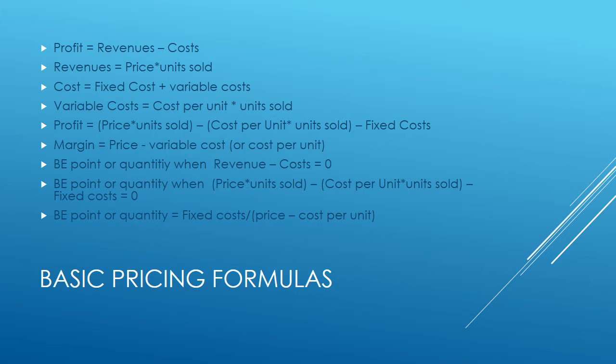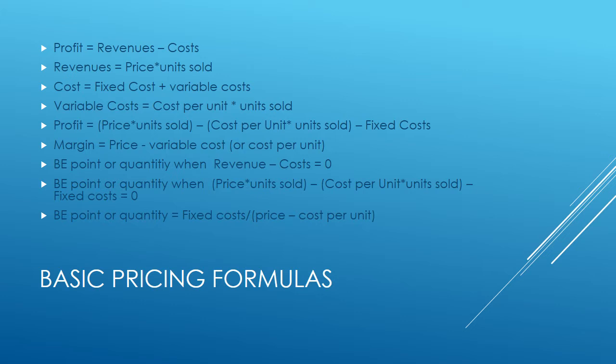Profit is revenues minus cost. That is all the money that the business brings in minus all the costs associated with that business. Revenues themselves are the price that you charge times the number of units sold. That is all of the money that you bring in. Costs are both fixed costs that are incurred no matter how many units you sell, and variable costs, which are costs that vary depending on the number of units sold. Oftentimes, variable costs are also called cost per units or cost of goods sold.